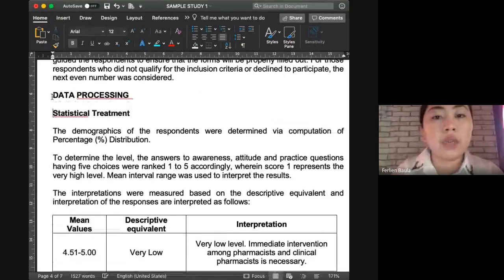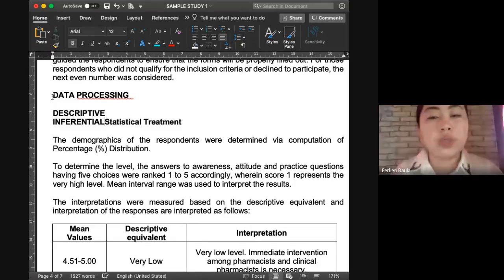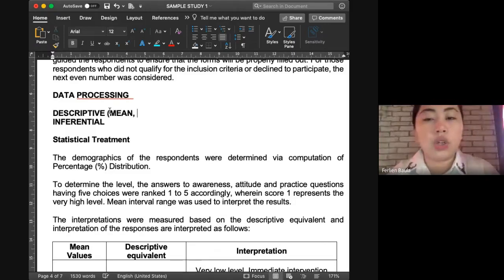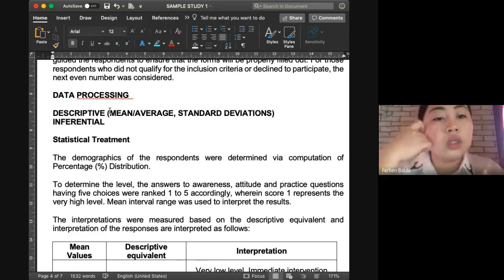So data processing may use statistical treatment. Pwedeng inferential, pwedeng hindi. Pwedeng descriptive lang. So meron tayong descriptive, merong inferential. Okay? So si descriptive class is very simple. You can do it on your own. Yun yung mean or yung average, or the standard deviation. Are you familiar with this? So, yun yung mga descriptive type of processing data.